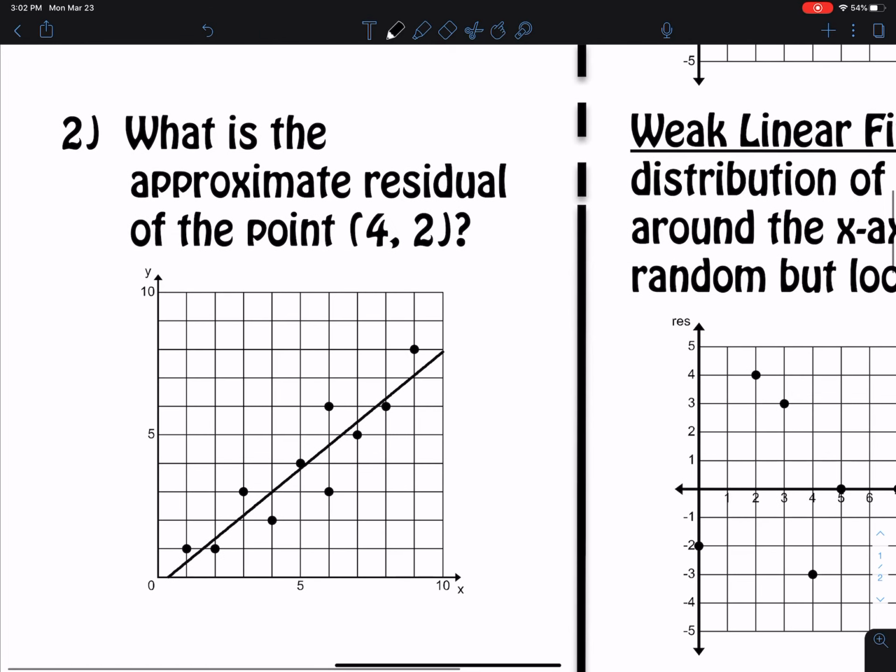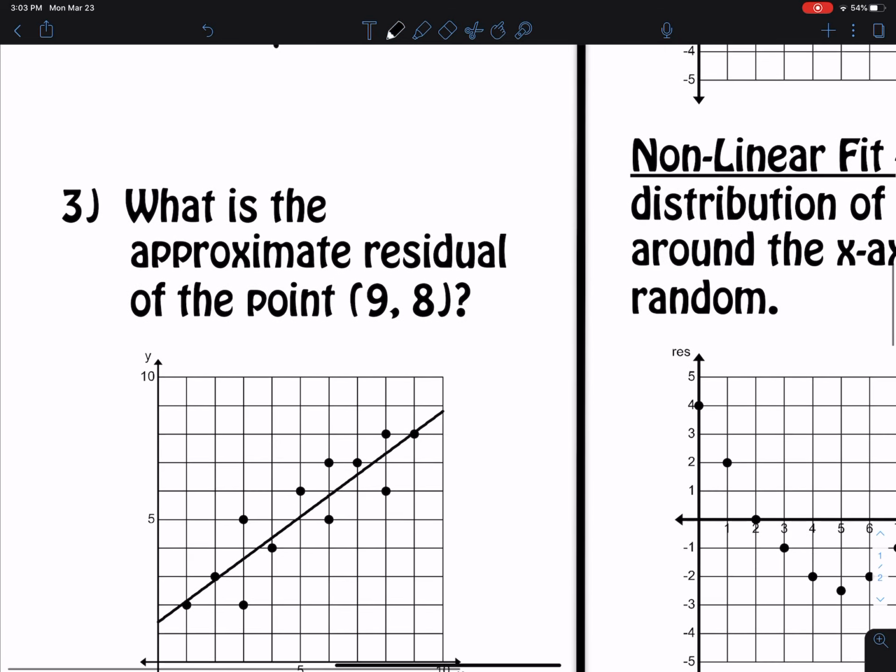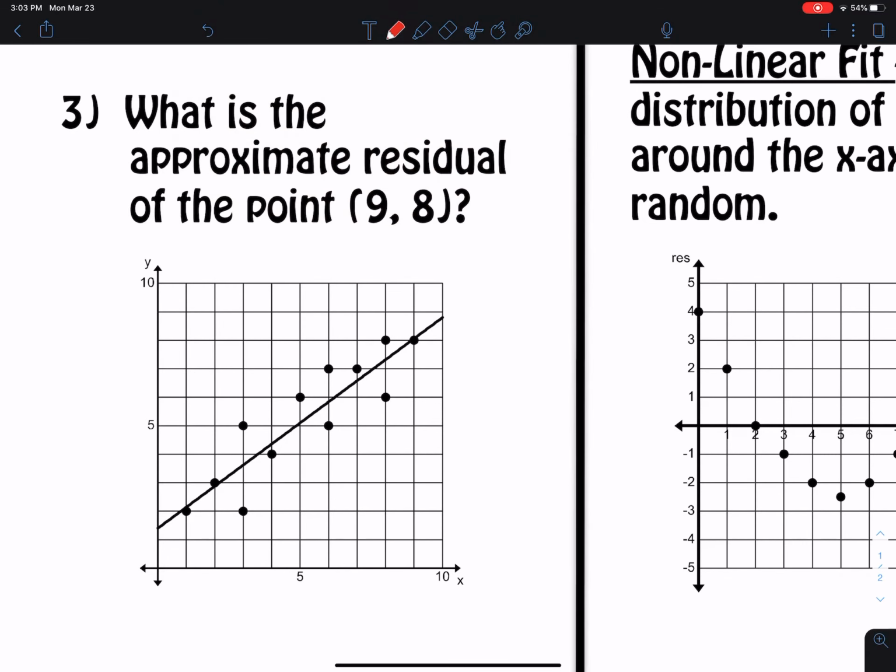The next one says, what is the approximate residual of the point 4, 2? So 4 is here, 2 is there. So we're looking at this point. So the residual on this one, it's below the line. So we would say that the residual is -1 because it's just one grid line down from our line of best fit. And then the last one, what is the approximate residual of the point 9, 8? So 9 is here, 8 is here, so that our point that we're looking at is right there. And remember, we're looking at how far away it is from the line, but in this case, it's right on the line, so the residual would just be 0.